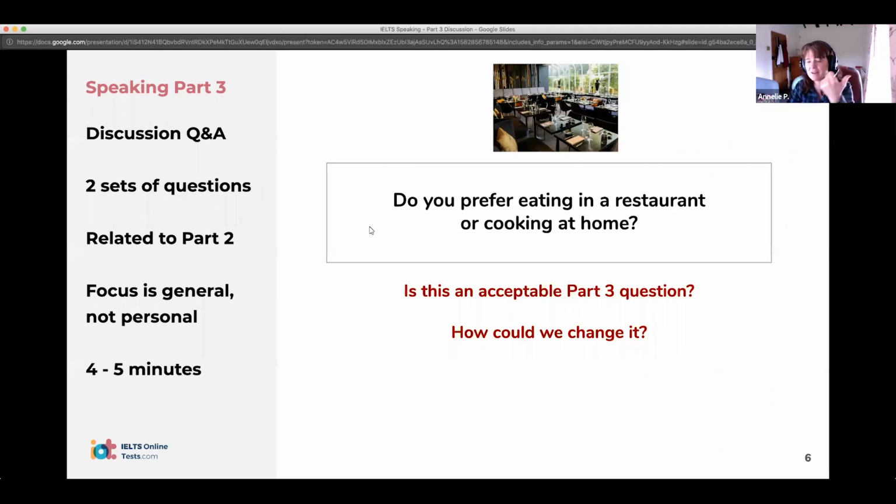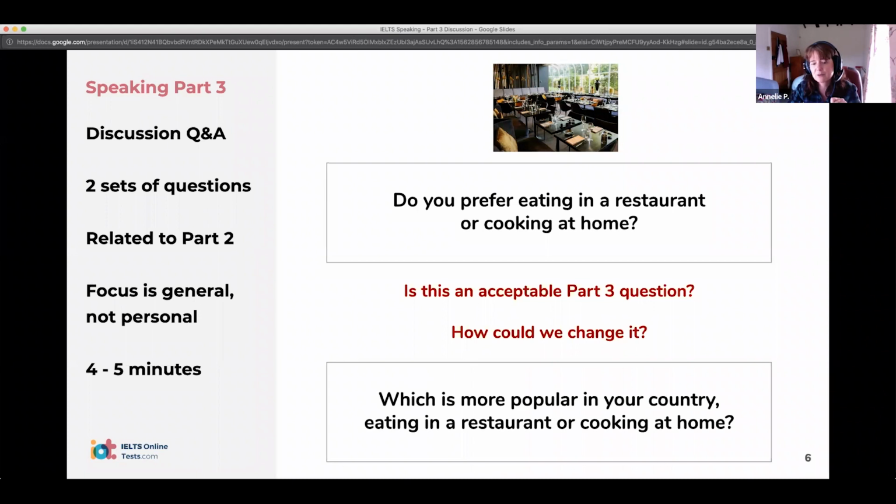Okay, very good. Very nice, Andre. Advantages and disadvantages. I think that would be a very common question. What are the advantages and disadvantages of eating in a restaurant? Or what are the advantages and disadvantages of eating at home? Okay, very good. Comparing quality of the food or the expense, Anna, that's right. But remember your answer needs to be general as well. So we've got which is more popular in your country, eating in a restaurant or cooking at home. Okay, that's perfect, April. That's exactly right.